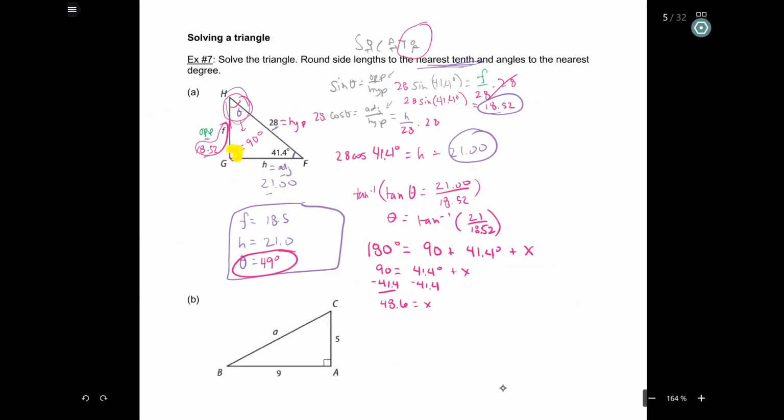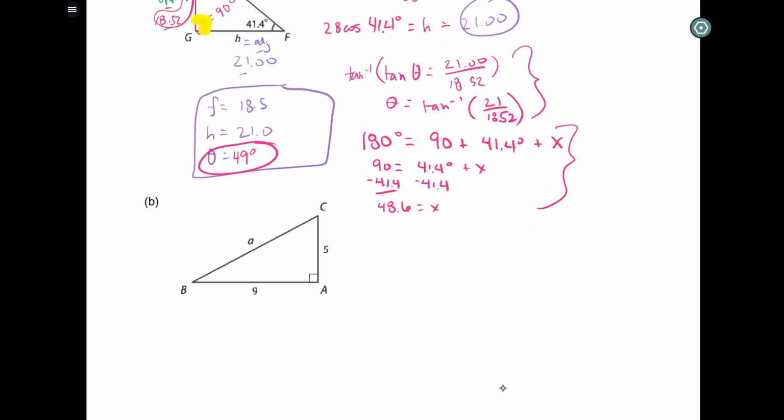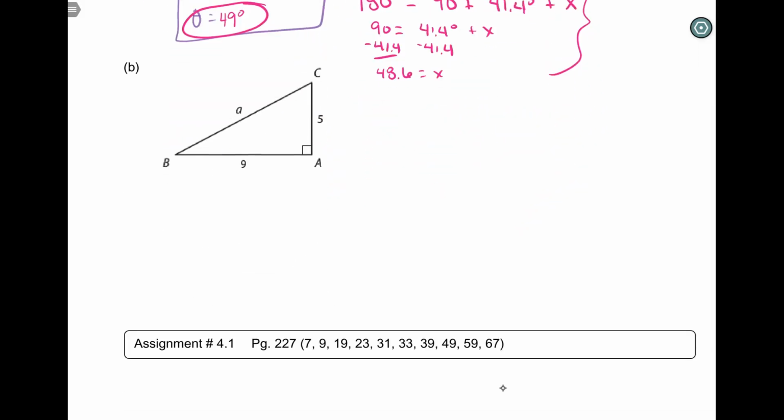Okay. Oops, I cut into that space. Yeah, so what I was talking about is that here we would get the same answer if we did tan inverse as just knowing the basic laws of angles in a triangle. Alright, so let's work on part B. And look, we're almost done. And then you have the assignment. Alright, let's power through this.